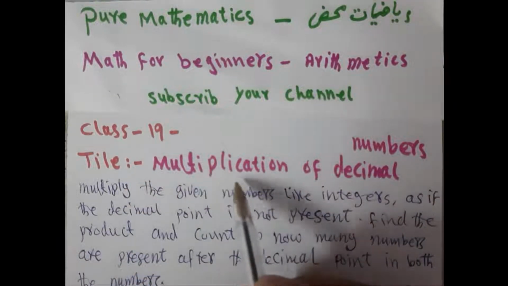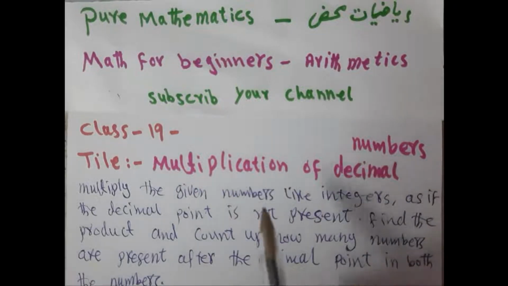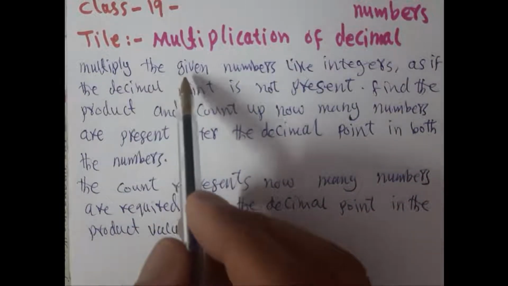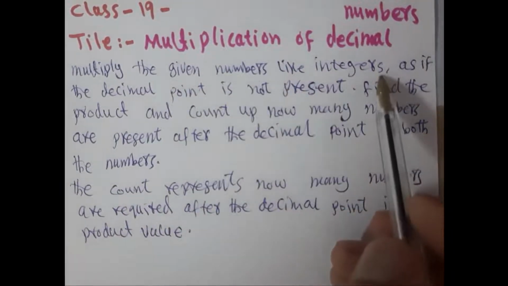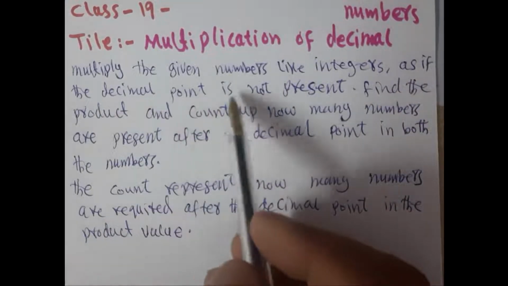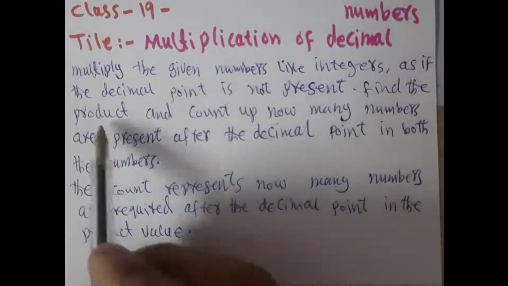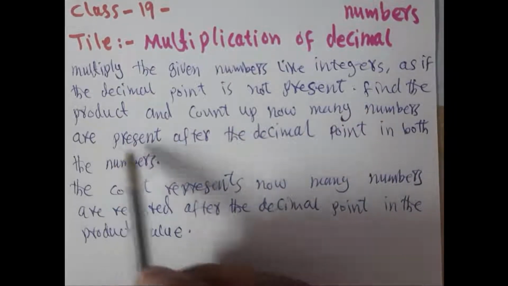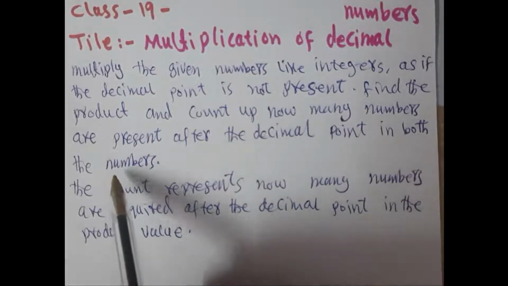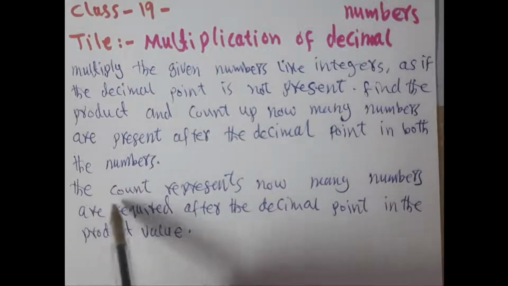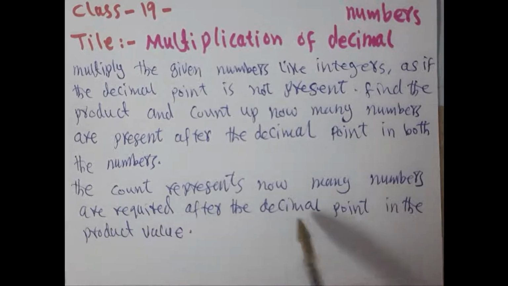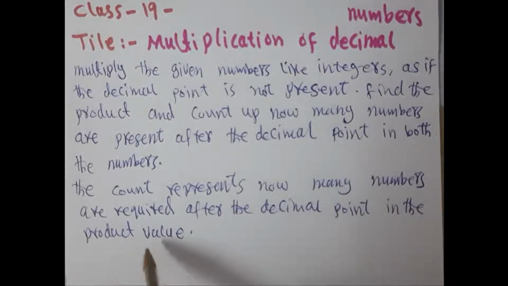Our title is Multiplication of Decimal Numbers. Here is the method of multiplication of decimal numbers. Multiply the given numbers like integers, as if the decimal point is not present. Find the product and count up how many numbers are present after the decimal point in both the numbers. The count represents how many numbers are required after the decimal point in the product value.